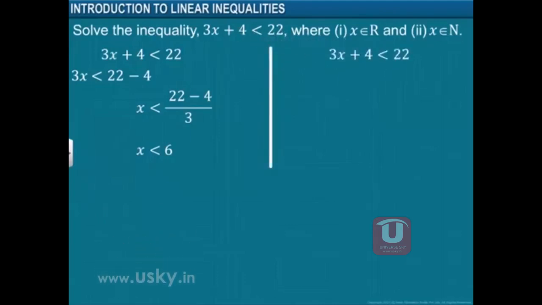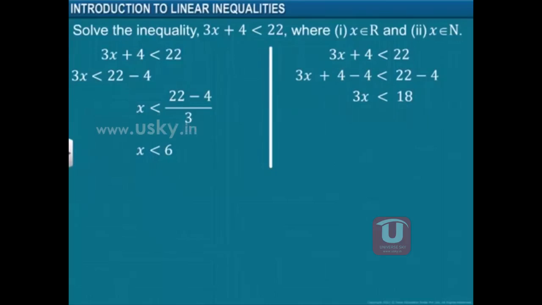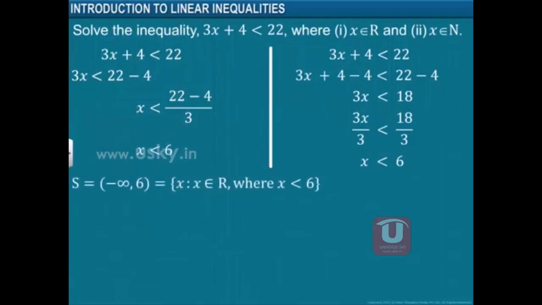Let's see the procedure. First, we subtract 4 from both the sides. We get 3x less than 18. Next, we divide both the sides by 3. This way, we make the coefficient of x as 1. Therefore, we get the solution as shown. The solution set of this inequality consists of all the real numbers less than 6.